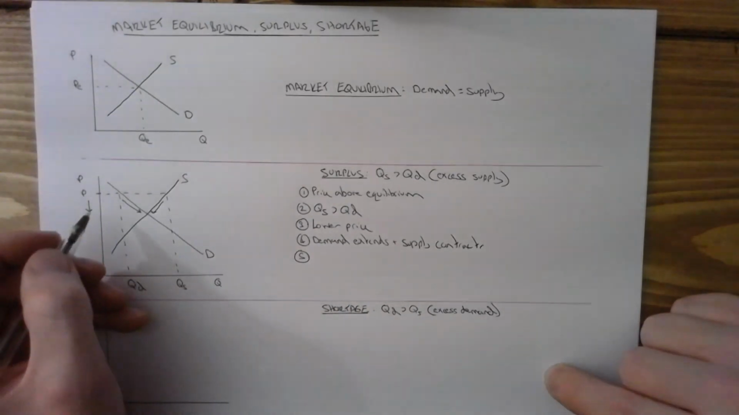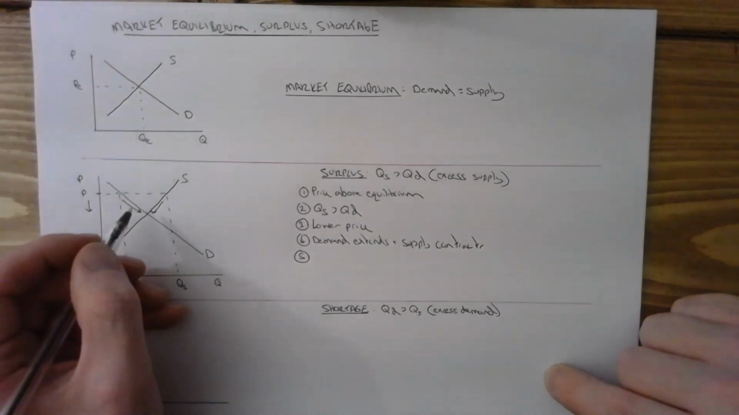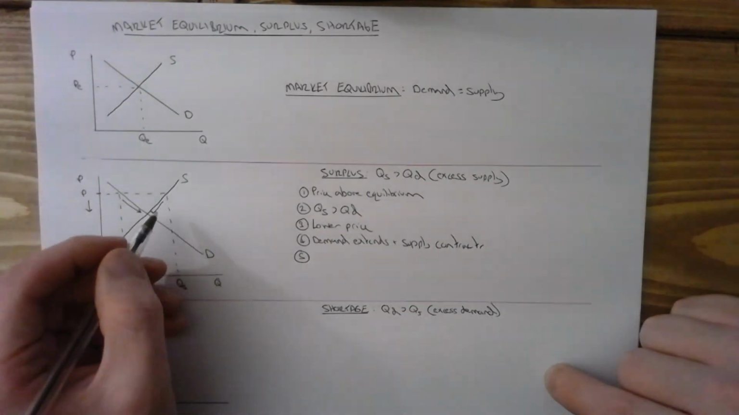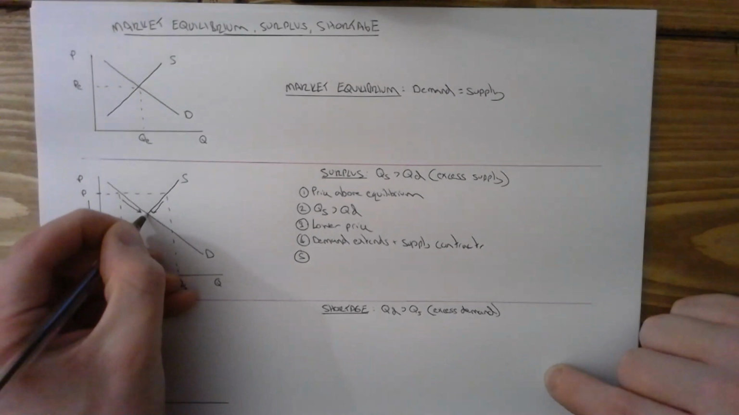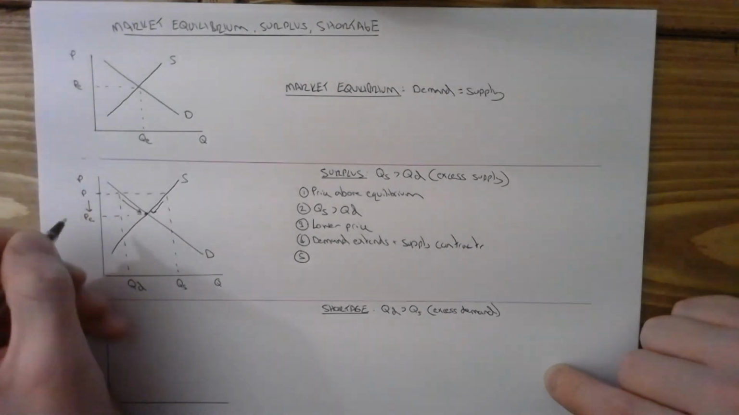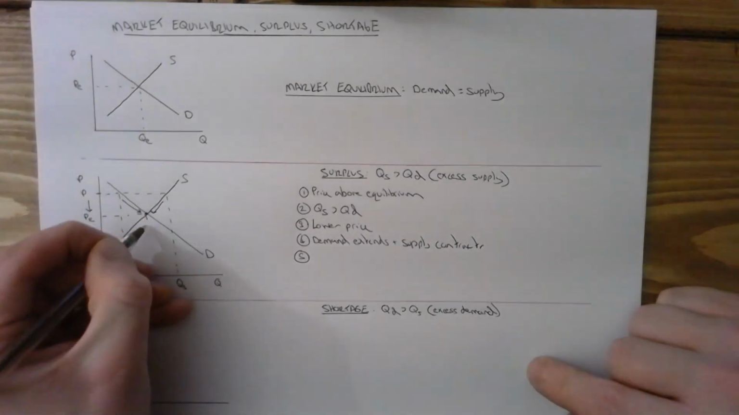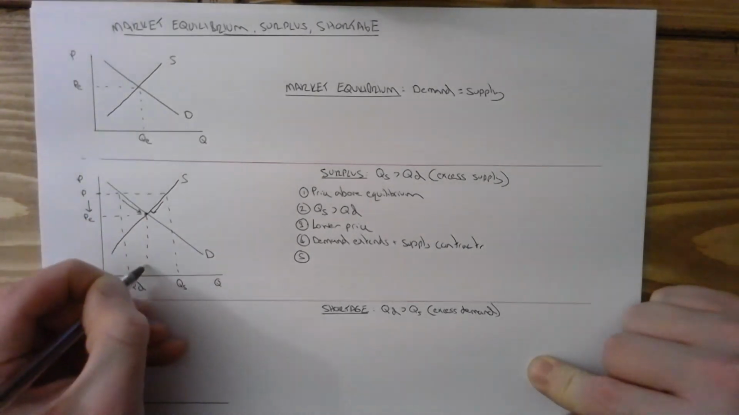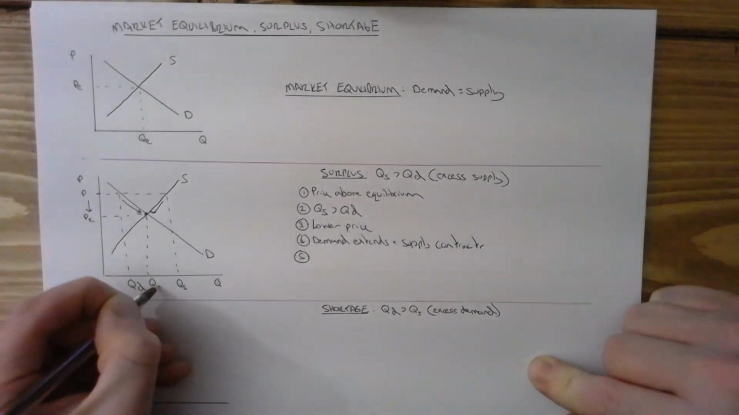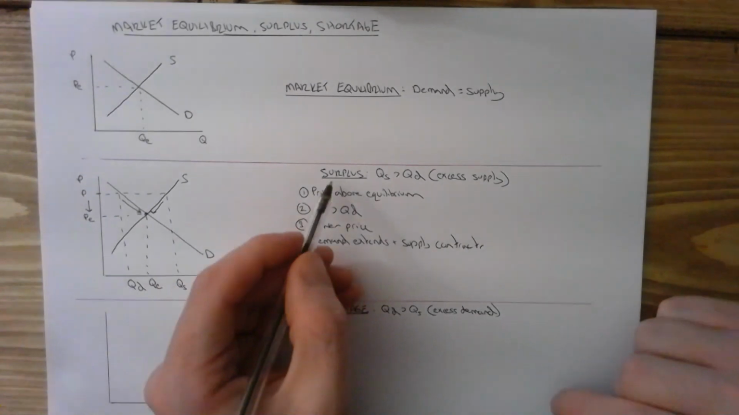And this process is going to continue, falling price, demand extending, and supply contracting, until the price reaches the equilibrium price here, PE. Once we reach that equilibrium price, demand and supply are equal to each other, and therefore there is no longer a surplus in this market.